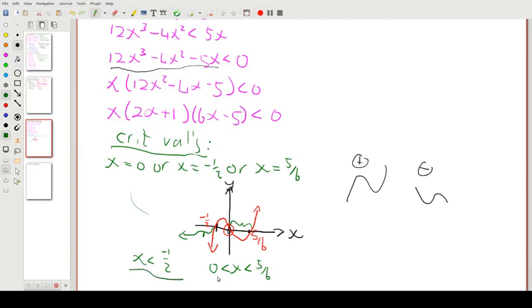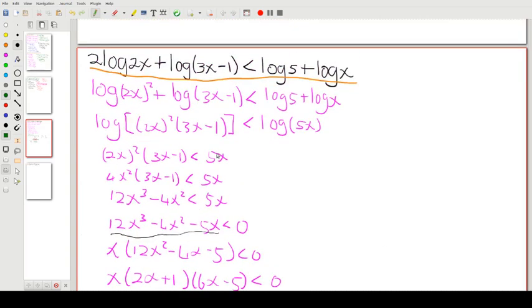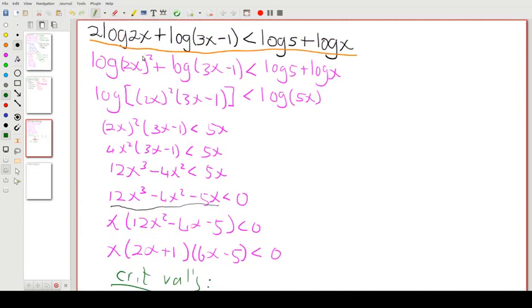So here we have our two constraints so far. But we're not done. Because remember, we're working with a logarithmic inequality. So we need to know that all these values also have to be greater than 0, because we can't have log of a negative number. Right? So some more constraints would be that 2x has to be greater than 0. Divide both sides by 2, that gives us x must be greater than 0.